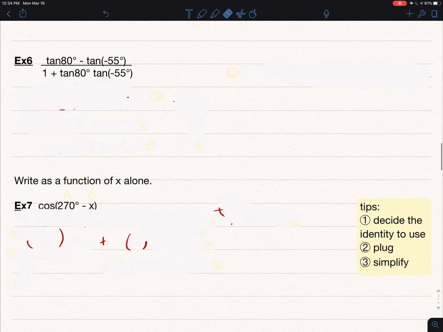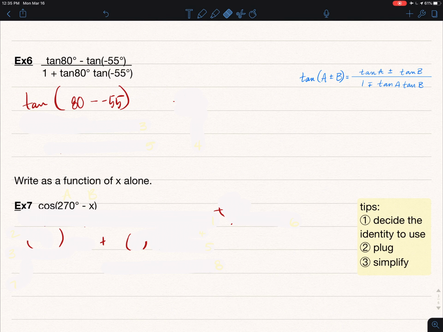All right, going into example number 6. Like I mentioned earlier, this is going to be using the tangent difference, but because it says tan minus tan all over 1 plus tan tan, this is going to be the tangent of an angle minus an angle. And so we'll have the tangent of angle A minus angle B. That's 80 minus my angle B, which is negative 55. Yes, of course, we'll want to clean that up to 80 plus 55, which is 135. The tangent at 135, let's use the unit circle for that, and we know that the tangent there is negative 1.